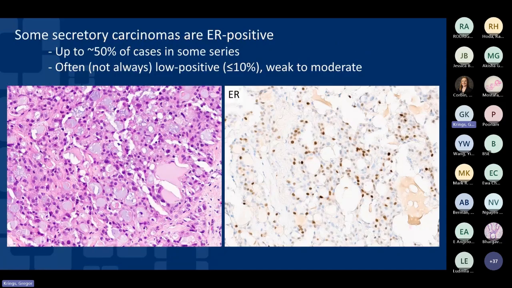In fact, if you look across the studies that have been published, in some series, up to 50% of the cases have been shown to be ER positive. Most of the time, these cases are low positive, meaning less than 10% of the tumor cells are positive, usually with weak to moderate staining. But we've certainly seen tumors with more ER positivity than that, and that wouldn't necessarily exclude the diagnosis.